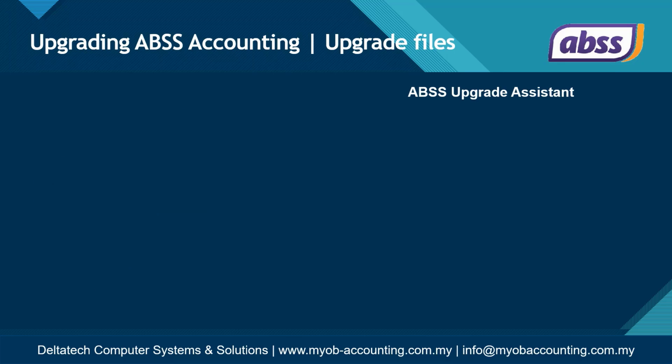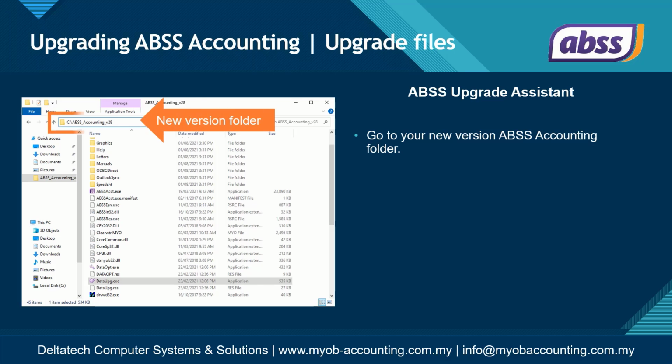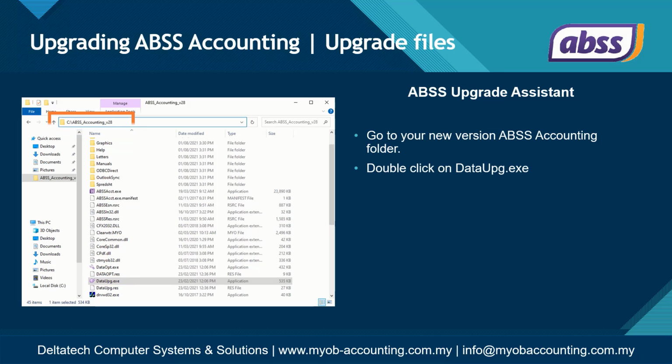Another way that you can upgrade your files, especially if you have several, is to use the ABSS Upgrade Assistant. To launch the Upgrade Assistant, go to your new version application folder. Then scroll down and look for a file named data.upg.exe. Double-click on this file to start the assistant.